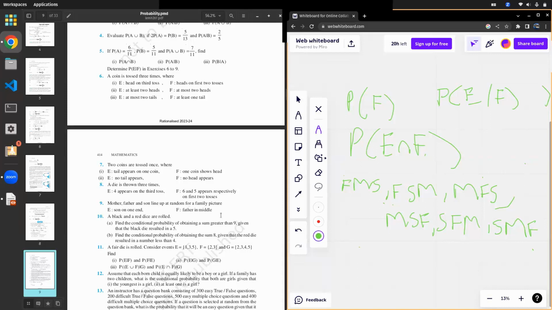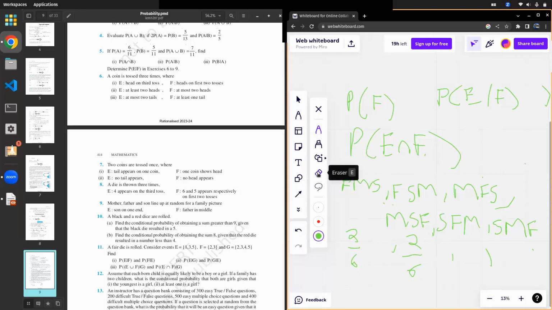So given that F is that father is in the middle, there are two cases in which father is in the middle, and the probability will be 2/6 for the event F. So E is that son is on one side and father in the middle. The probability of E intersection F, such that father is in the middle and son is at the end: in both the cases where the father is in the middle, the son is at one of the ends. So the probability of intersection is 2/6, and the probability of E given F is 1 in this case. Since in both the cases the son is at one end, it is a sure event, so the probability is 1.